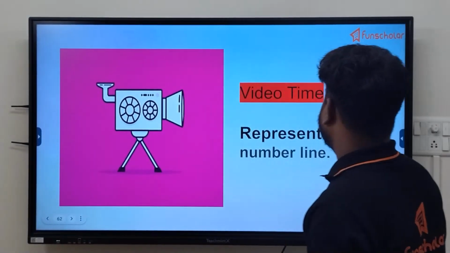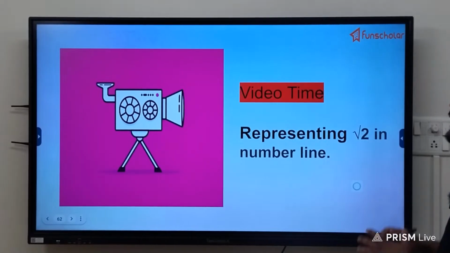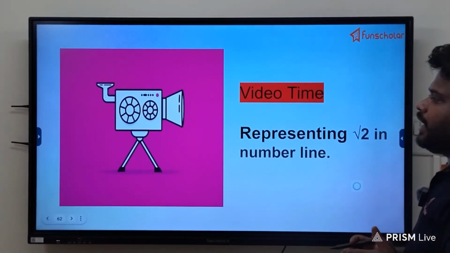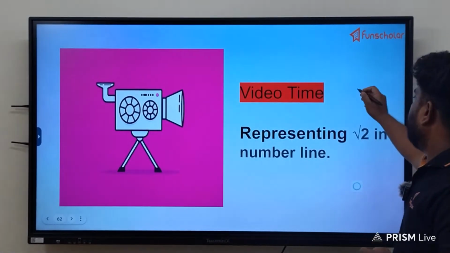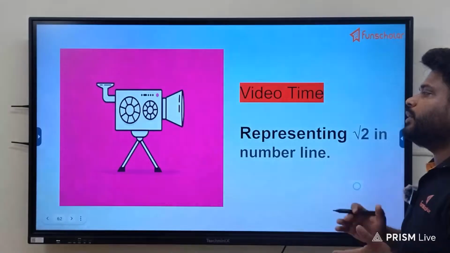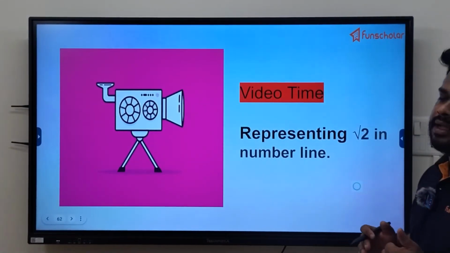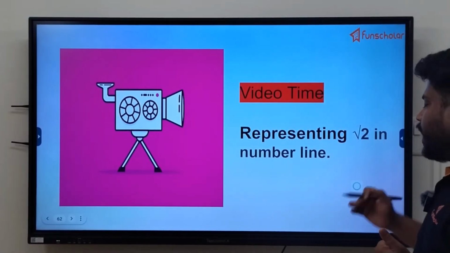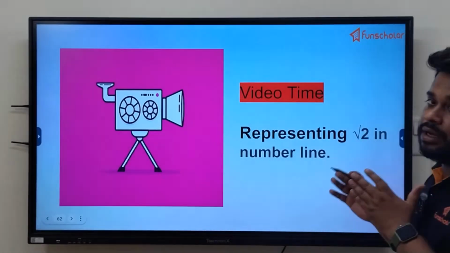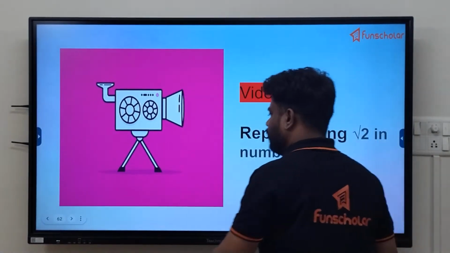There is another video representing root 2 on a number line. We have already watched how root 2 can be transformed into a non-recurring, non-terminating decimal number, which proves that root 2 is an irrational number. So I won't be playing this one.